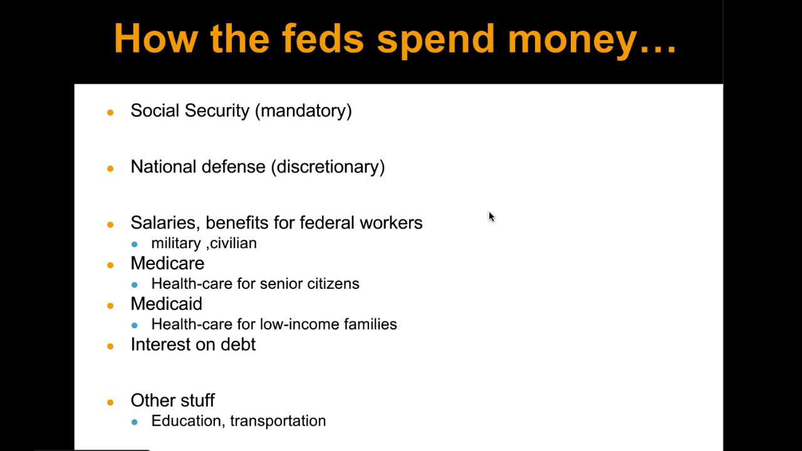Salaries and benefits for federal workers: that money goes to people who work for the federal government, obviously, military and civilian. Medicare, a healthcare program available to all senior citizens regardless of income. We started that in 1966, and that's again another mandatory program. It provides an insurance plan that covers major hospital costs and stuff like that for the elderly.